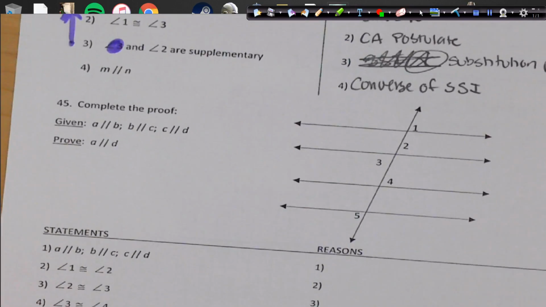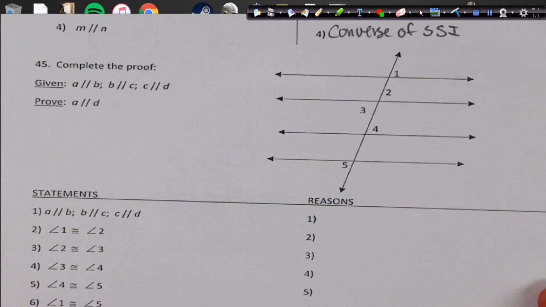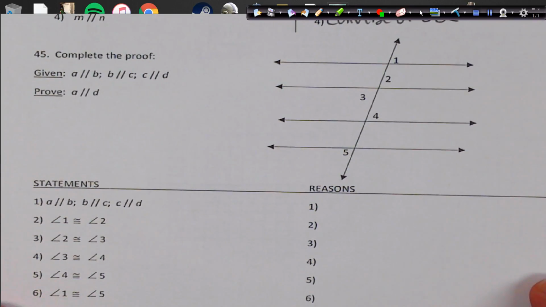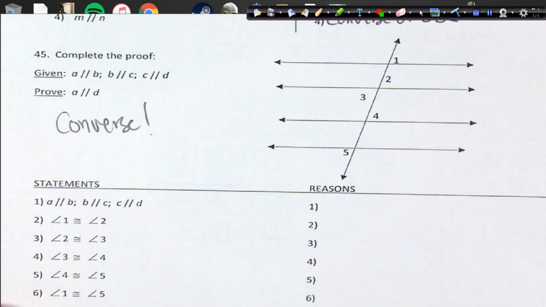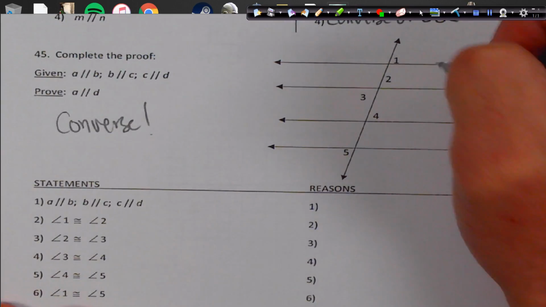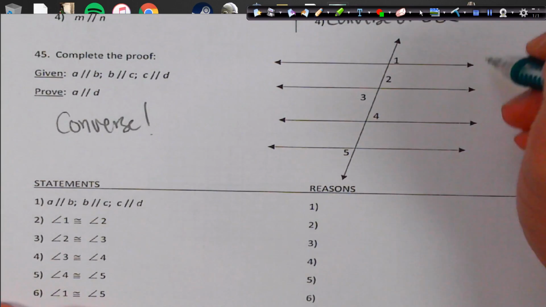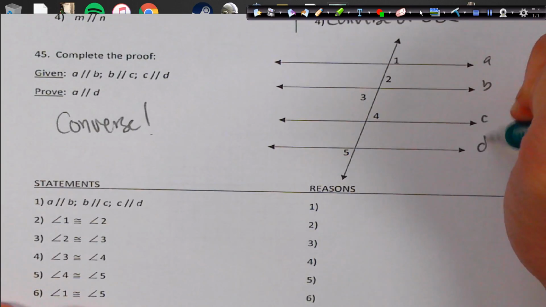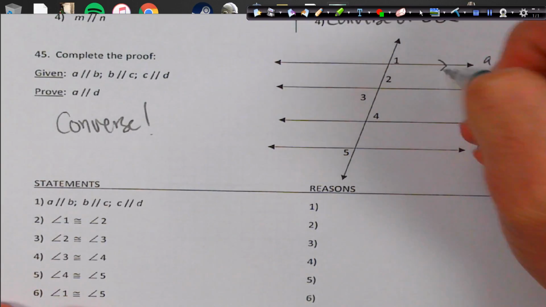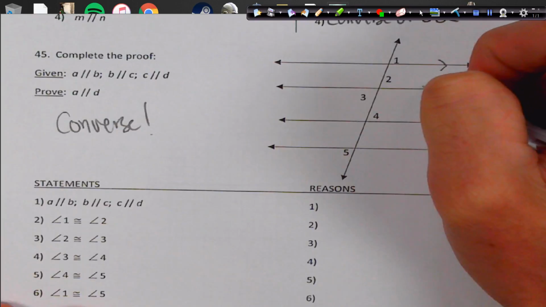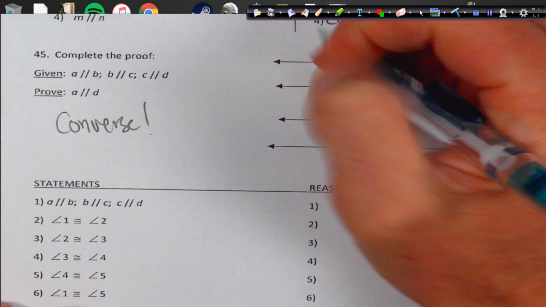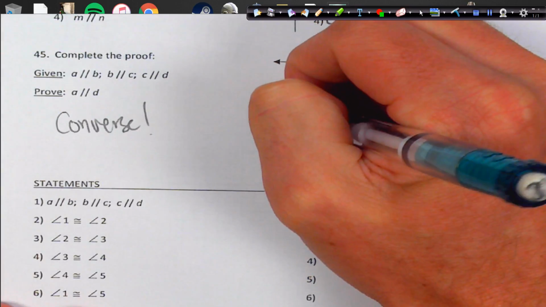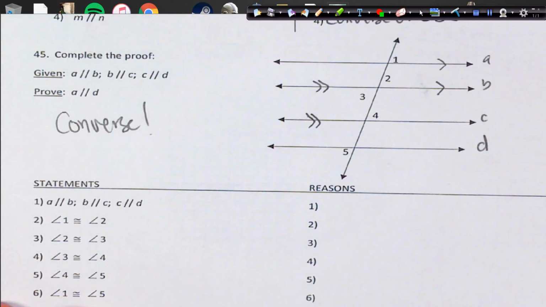Let's look at this next one. Okay, again, I'm proving lines parallel, so I'm thinking what? Converse. It's got to be converse. Okay? A and B are parallel. Well, none of these are even shown, so I think it's A, B, C, D. So A and B are parallel. B and C are parallel. Well, I can't put it right there. Let's put it on the other side. So B and C are parallel. And then C is parallel to D.